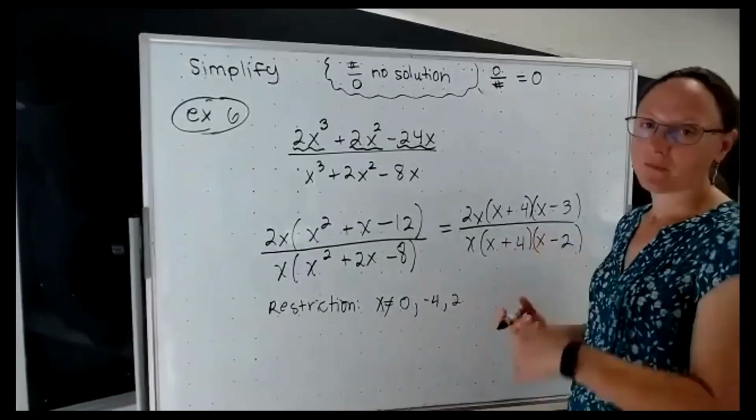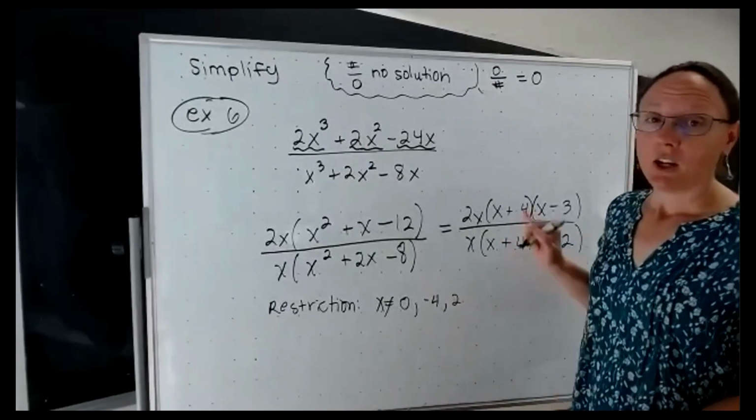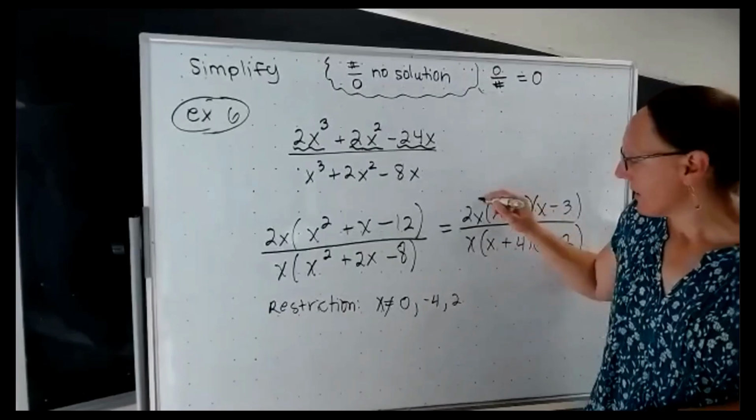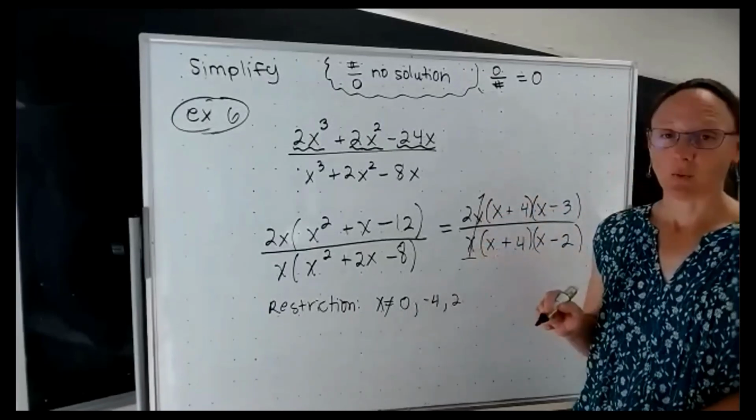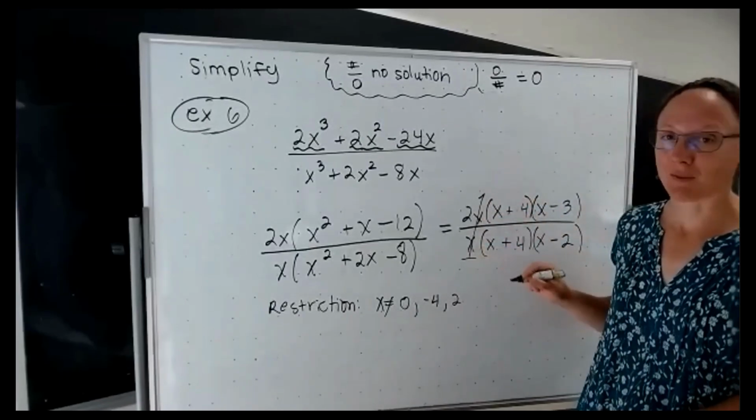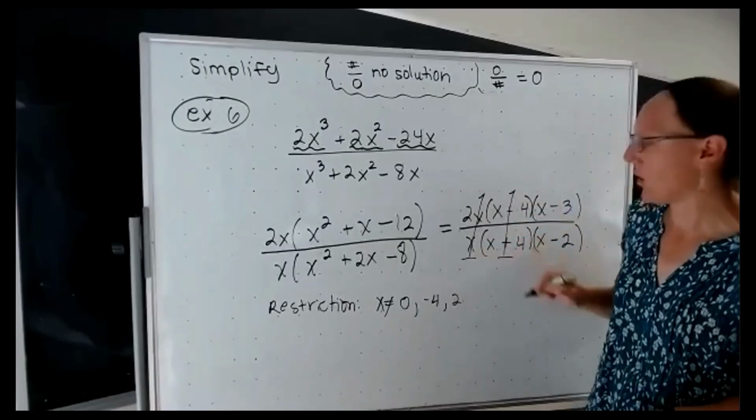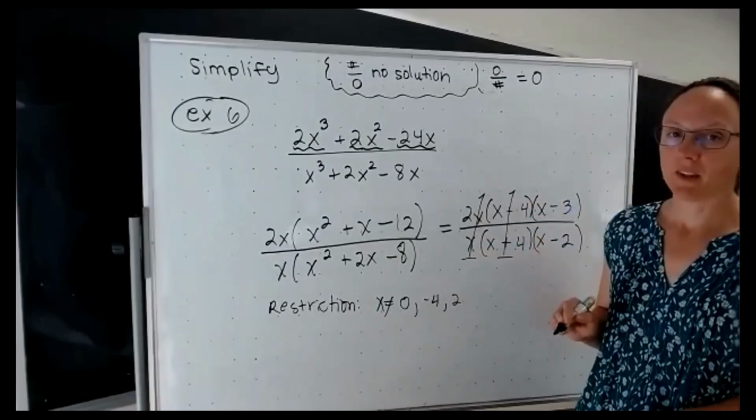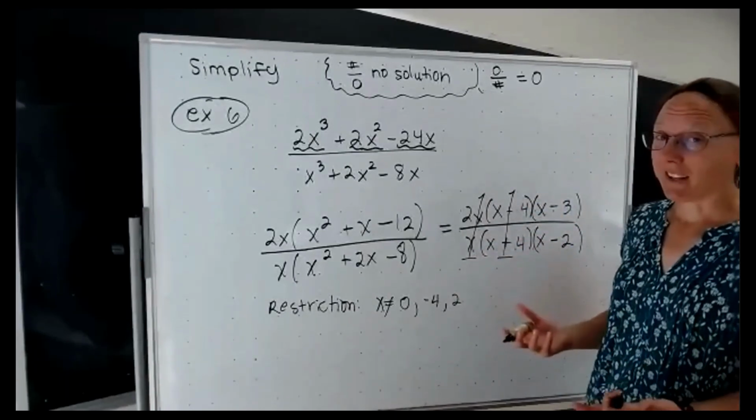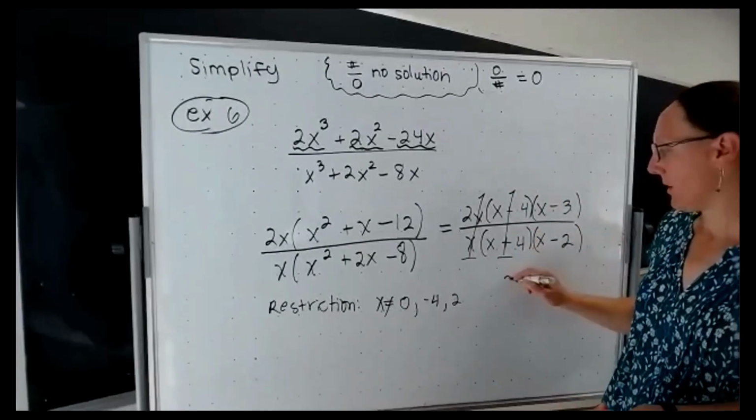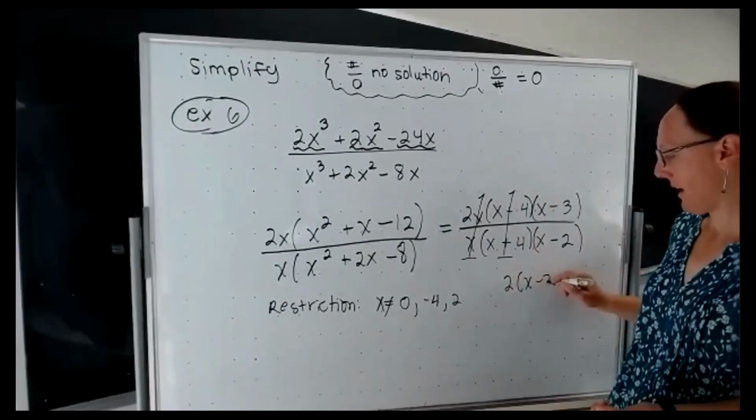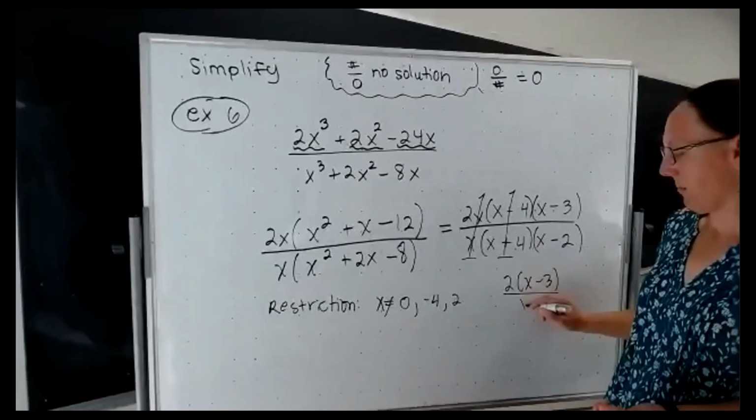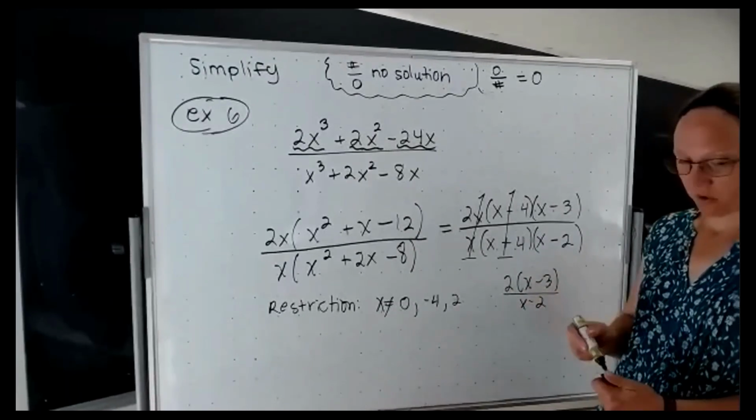Now I'm ready to simplify my terms. Well, x over x, that's equal to 1. And x plus 4 over x plus 4 is also equal to 1. So my final answer here would be 2 times x minus 3 divided by x minus 2.